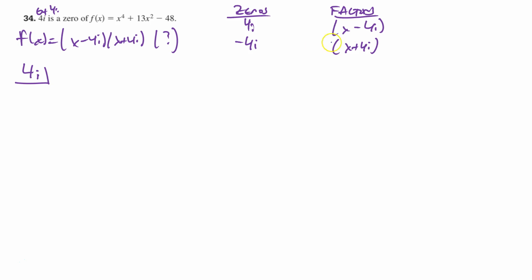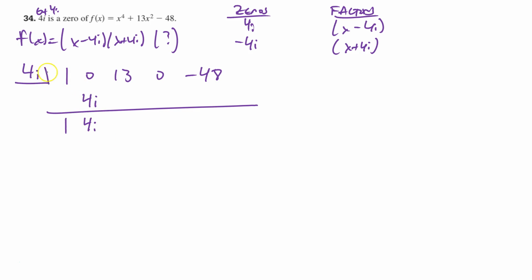We'll do this one first. You can do the negative one first as well. Coefficients, we have some missing, so I have to be careful here. 1, 0, 13, 0, negative 48. Line down here. 1 comes down, times 4i is 4i, plus 0 is still 4i. 4i times 4i is 16i squared. That makes a negative 16. Plus 13 is a negative 3.